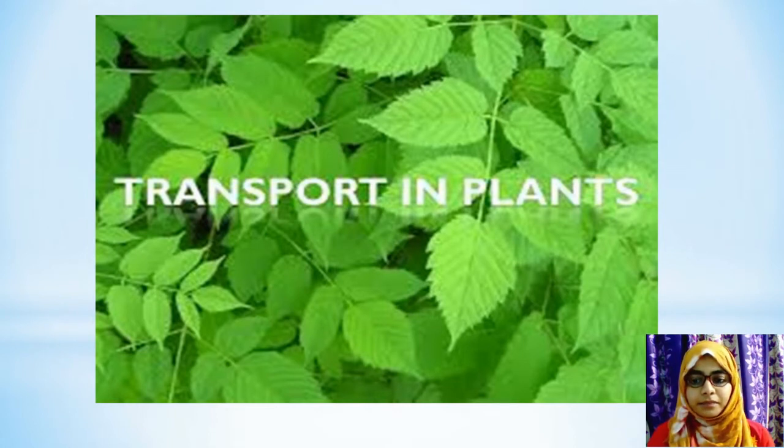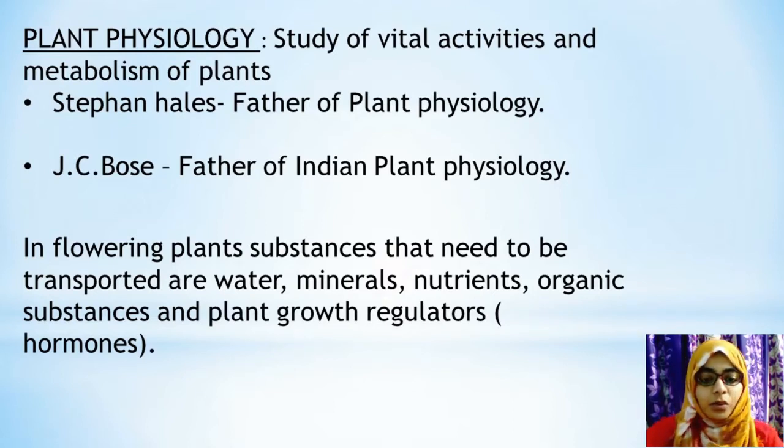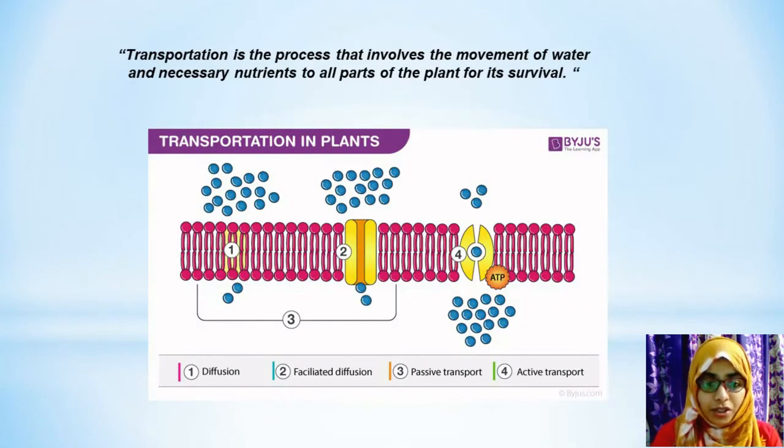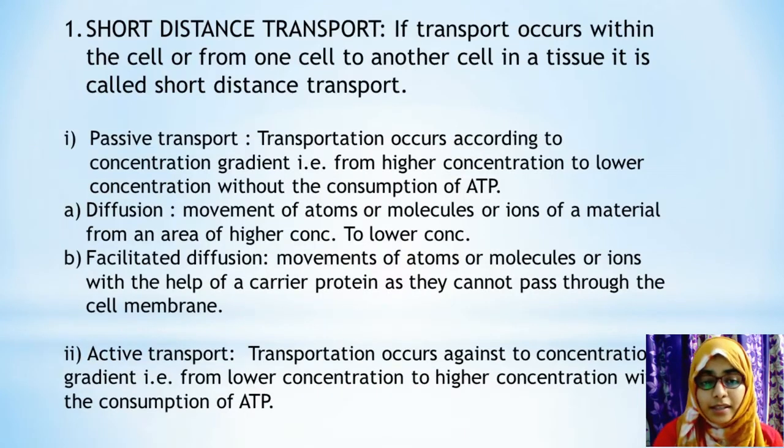First, we discussed plant physiology, that is, what the characteristic features of the plant are and how transportation takes place in the plant. Next, we discussed what transpiration is and how it takes place in plants, and what the reasons for the transport system are. And in the next slide, we discussed short distance transport, that is, how transportation takes place over short distances in plants.